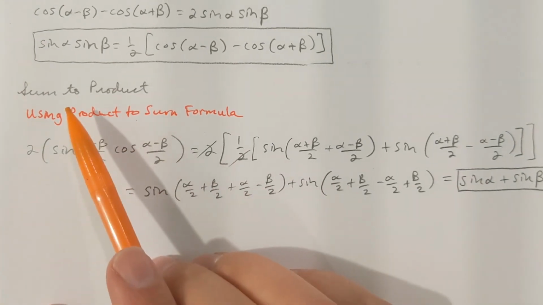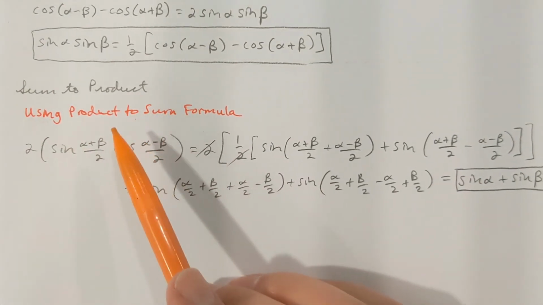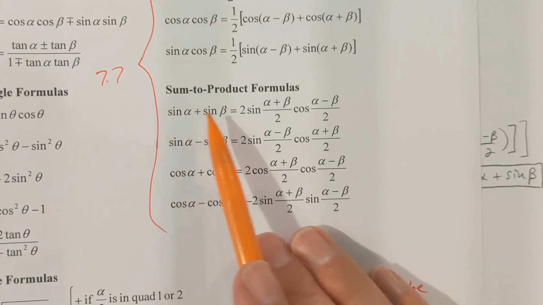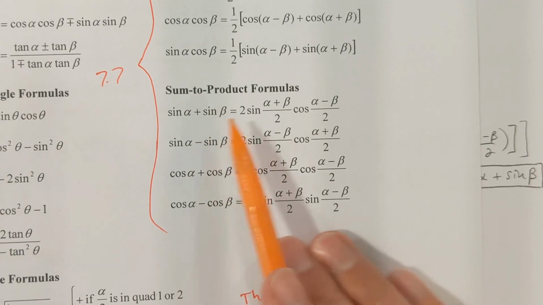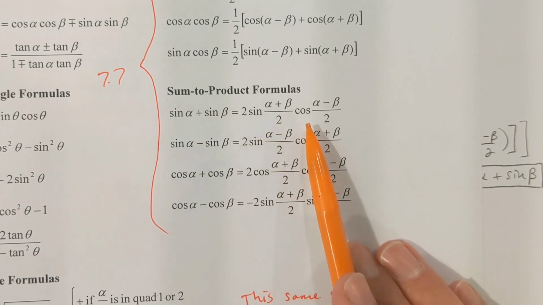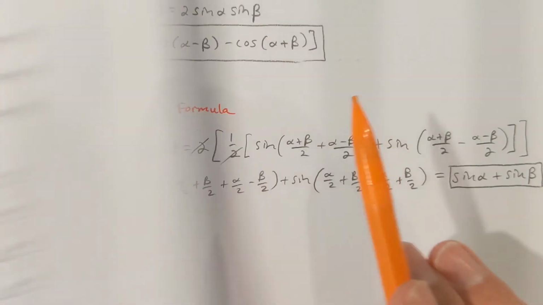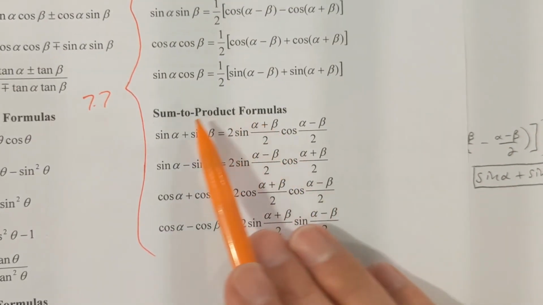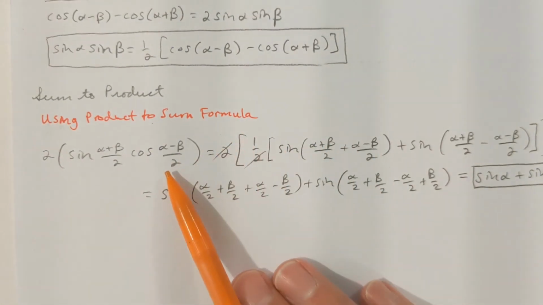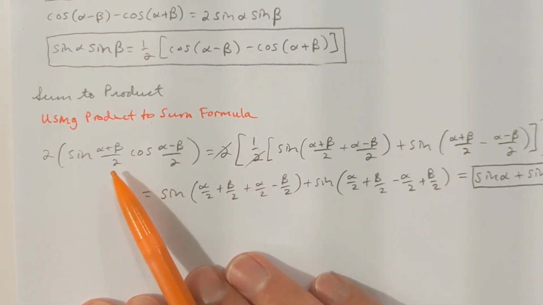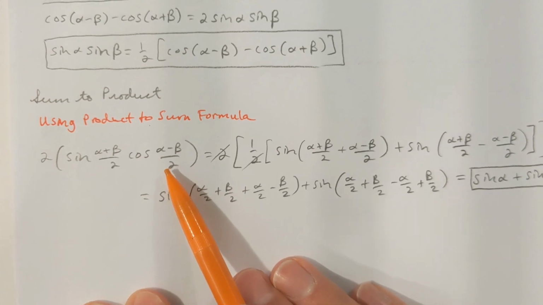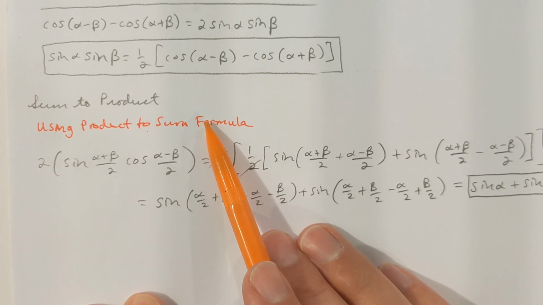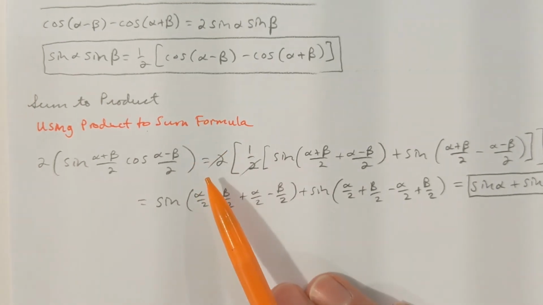Maybe we could just look at the sum to product formulas. Maybe we could just look at the first one in the group, sine alpha plus sine beta is 2 sine of alpha plus beta over 2 times cosine alpha minus beta over 2. All right, I'm going to start with the right side of this identity. I'm going to get over to the left side. Now, in order to show you where this identity is coming from, in this calculation, I'm going to be using a product to sum formula, okay, which is in the group right above.